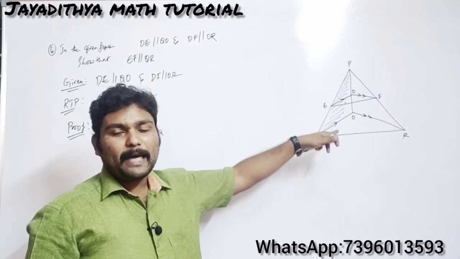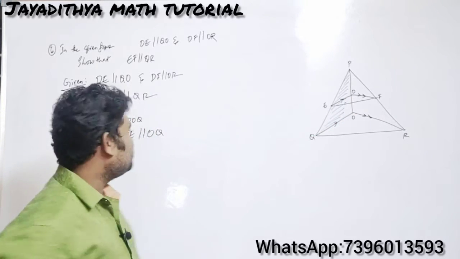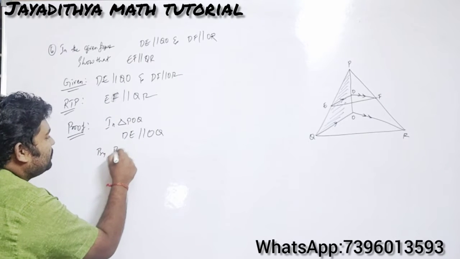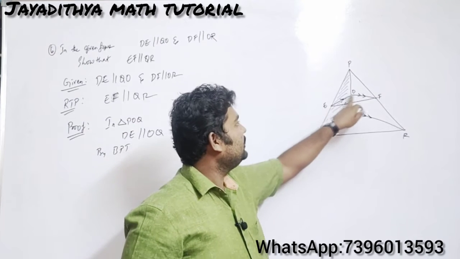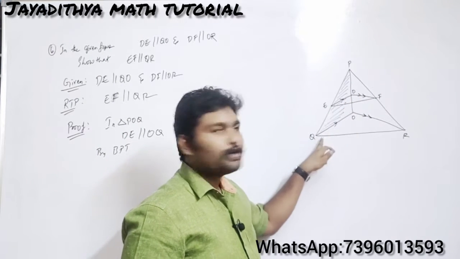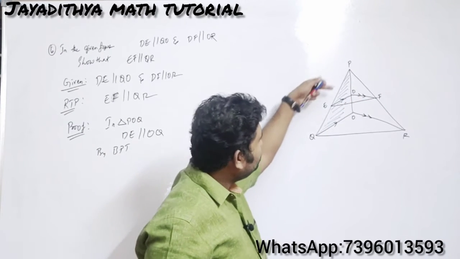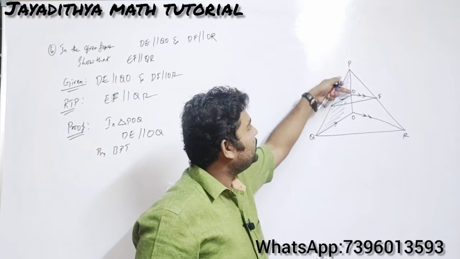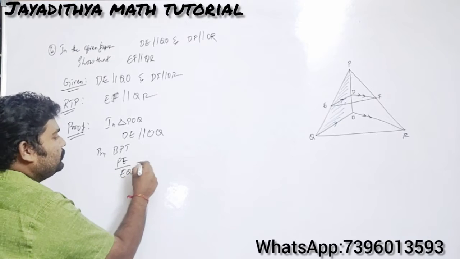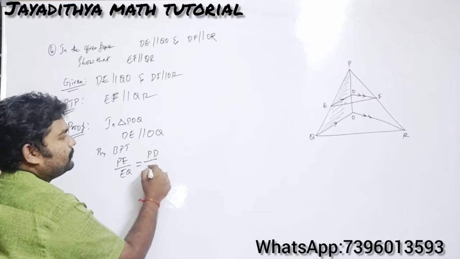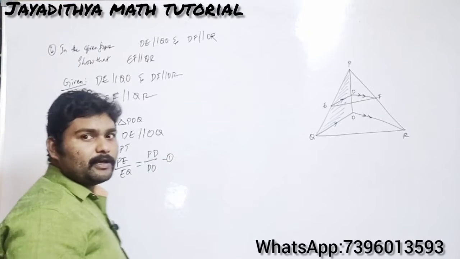If the lines are parallel, what can we apply here? We can apply basic proportionality theorem. So by basic proportionality theorem, what can we write here? DE and OQ are parallel, so therefore we can write it as PE by EQ is equal to PD by DO. So let us write that one. That is PE by EQ is equal to PD by DO. Let us take this as equation 1 now.